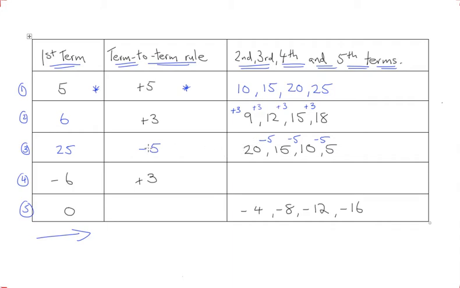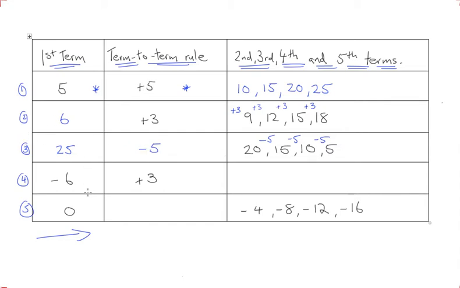So if we're following the rule and we're going second, third, fourth, fifth, we follow the rule. We minus, minus, minus, minus. But if we're going backwards and we're trying to work our way backwards, we do the opposite of the rule. We would plus 5, plus 5, plus 5.